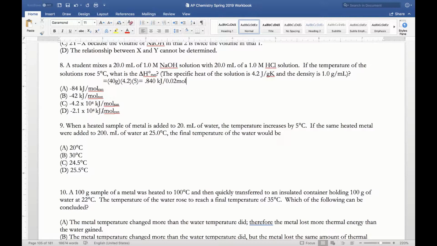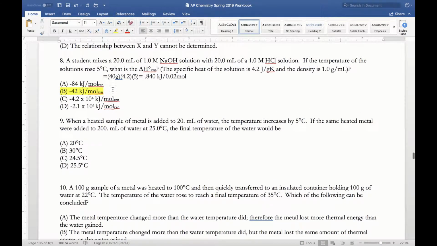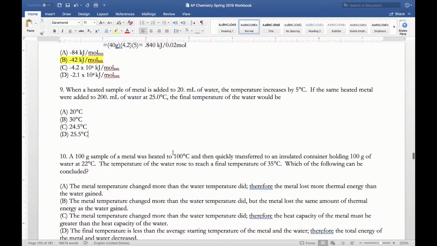is 42. Now, notice it says the temperature rose by 5 degrees Celsius. So that tells me that the reaction itself is going to be exothermic. And so the delta H for the reaction itself is going to be negative 42, since the water absorbed 42 kilojoules. So the reason why this is the hardest one is just figuring out the fact that you need to divide by 0.02.